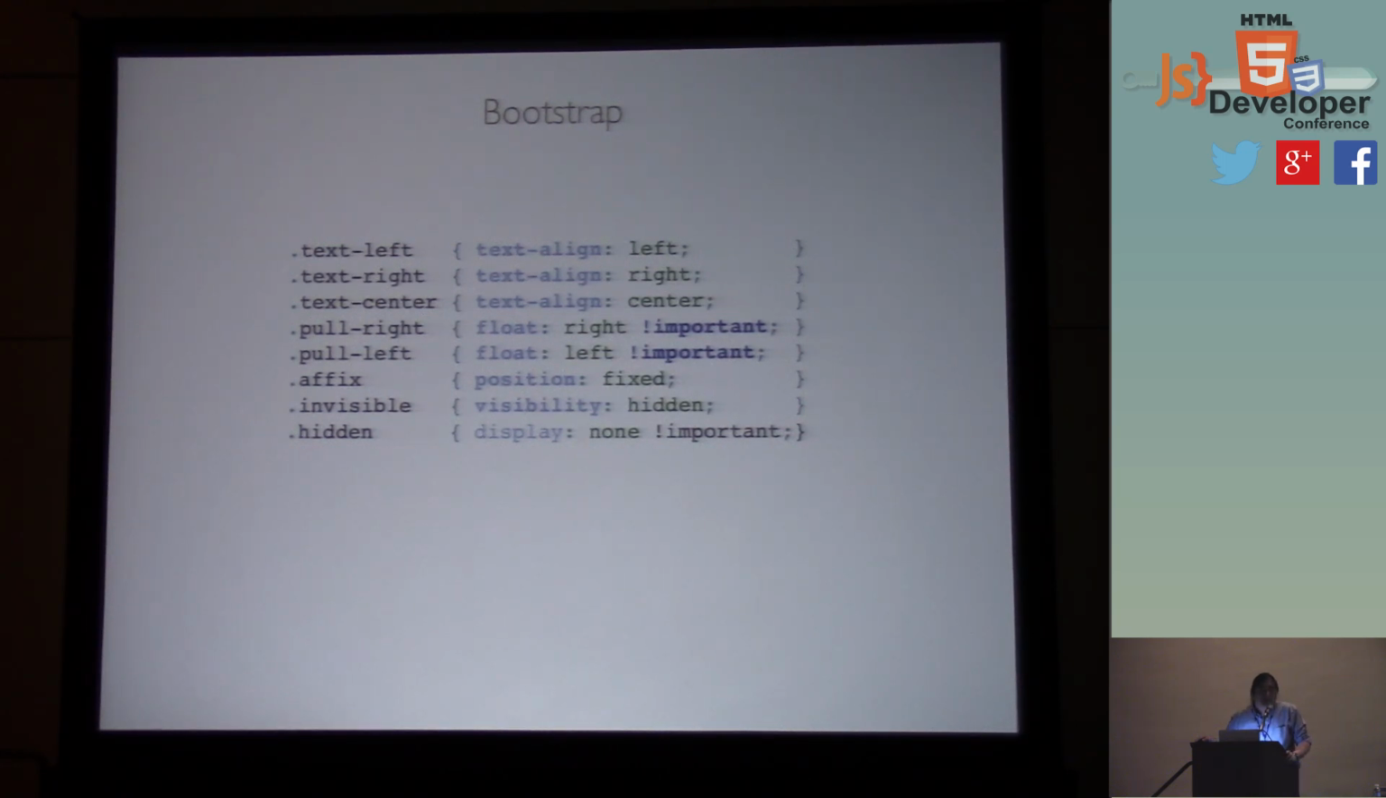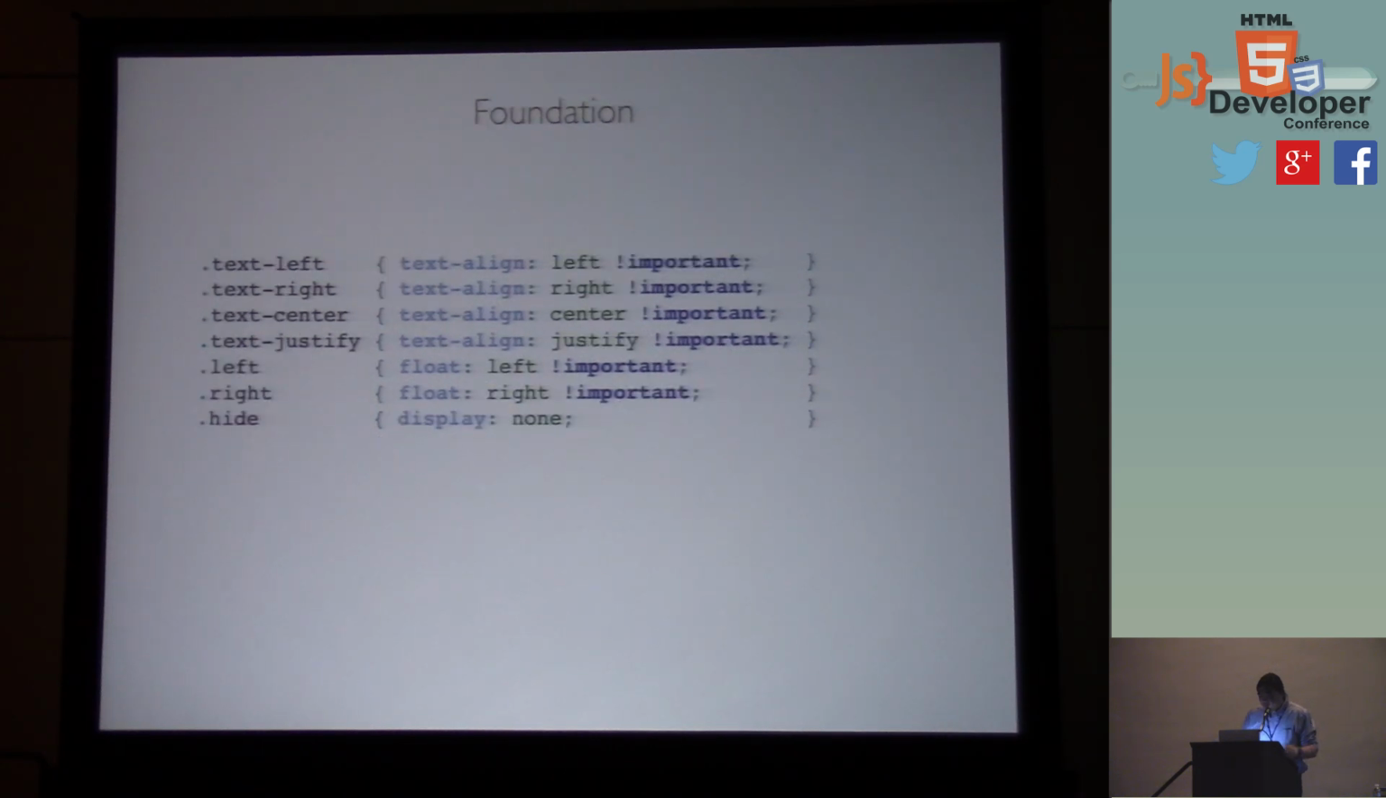So sometimes you just want to align the text left, and you create this class text left. Sometimes you want to align right, and then you create text right, and all these other examples. Another example that I have is the Foundation Toolkit. They have basically exactly the same things, and they use these classes quite often in their examples.